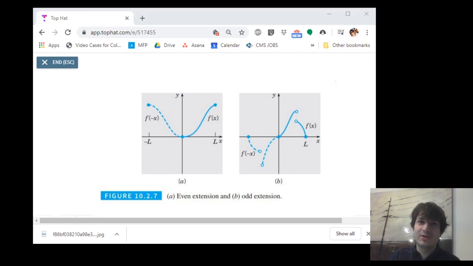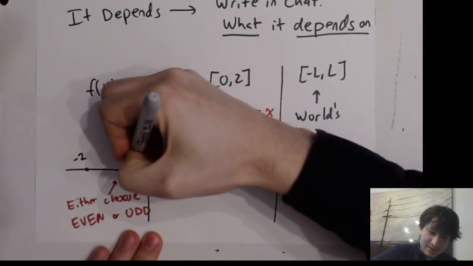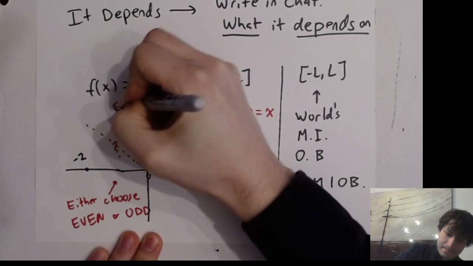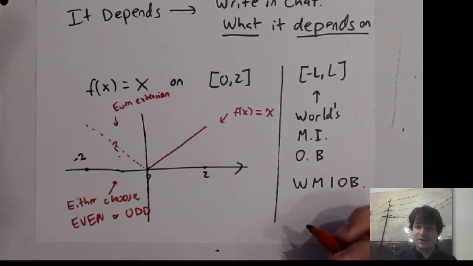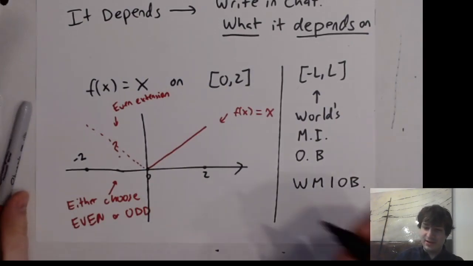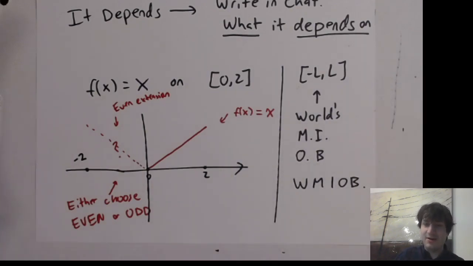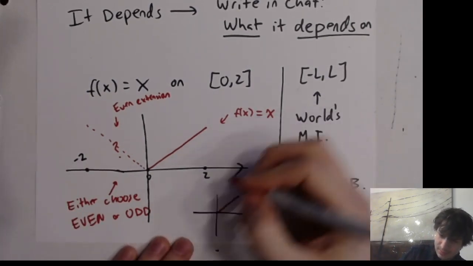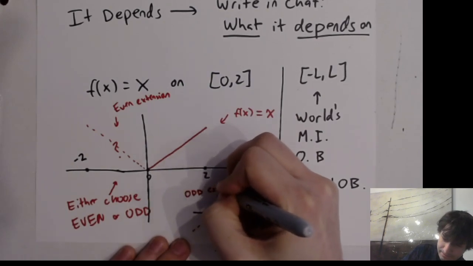So if we look at what we're doing here for the function f of x equals x, we can either make it like this. This would be an even extension. Or we can make it just the function f of x equals x. So that would be an odd extension. So let me see how I would draw that on here. Let's draw another one in the corner here. This is the odd extension.